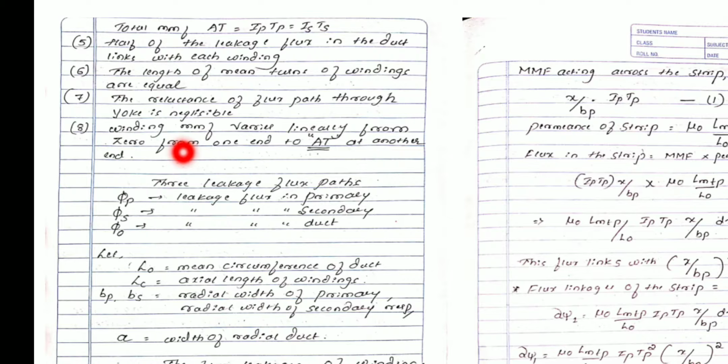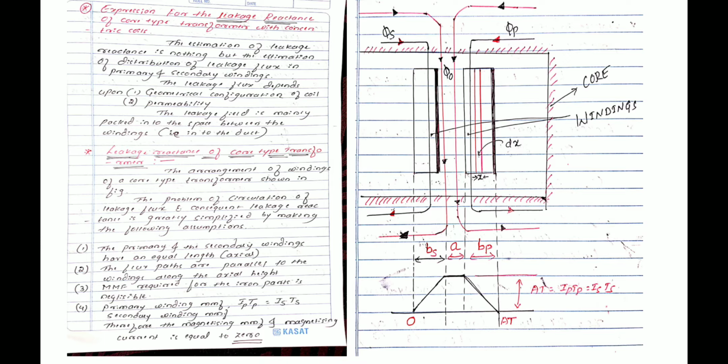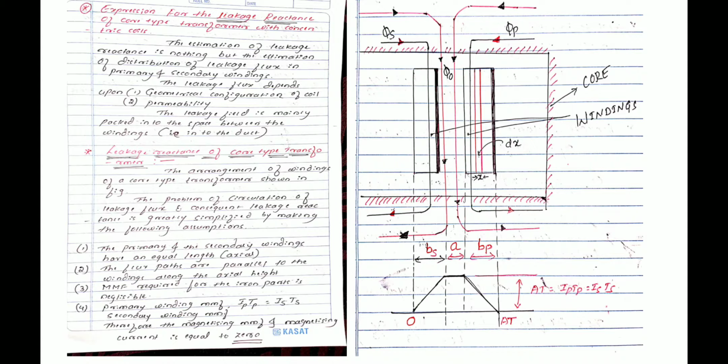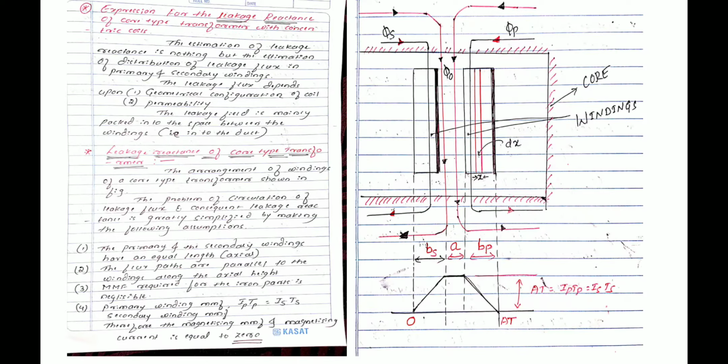Then what about the eighth assumption? The winding MMF varies linearly from 0 at one end to AT at the other end. That is the last one, the eighth assumption we have done here. The MMF varies from 0 to AT, so the winding MMF varies linearly from 0 to AT.